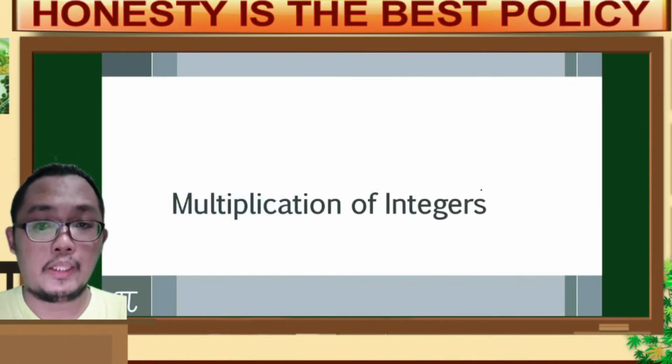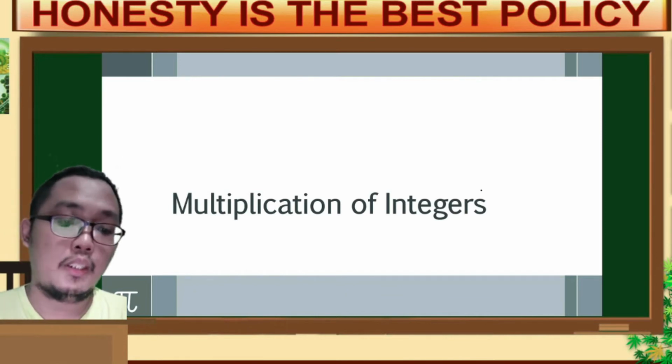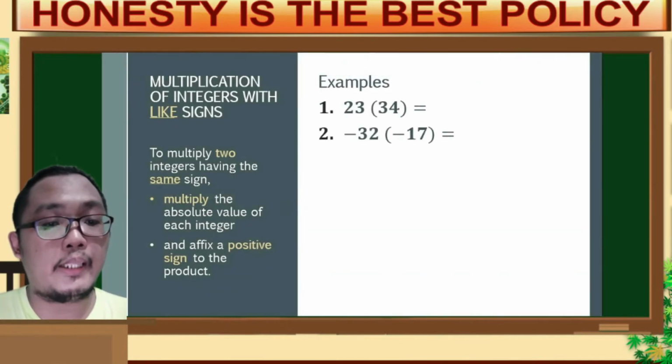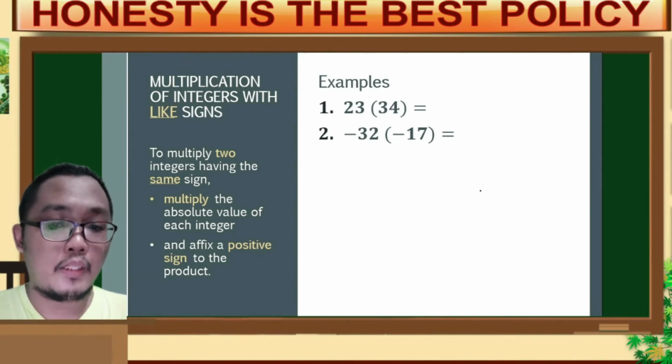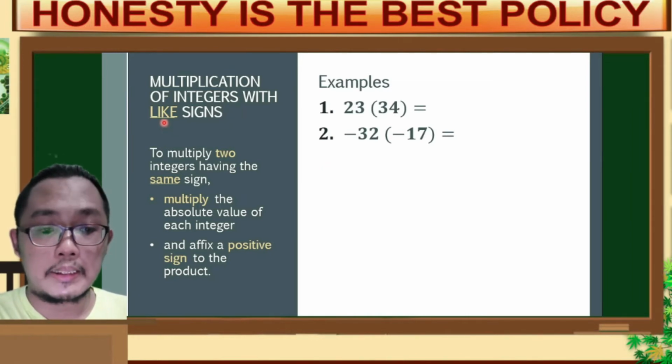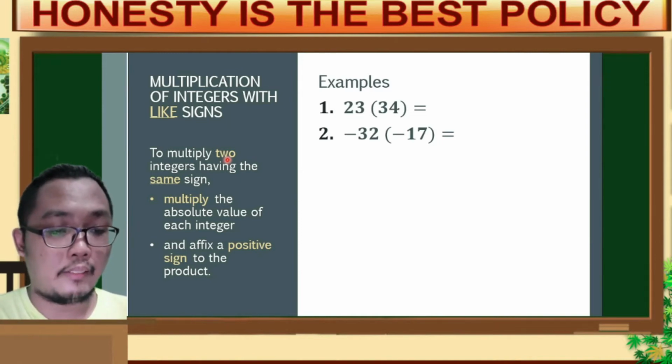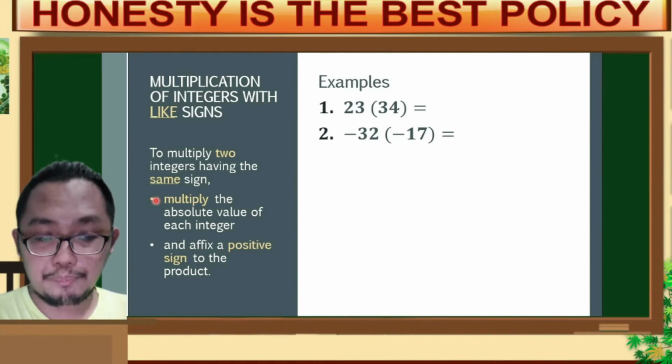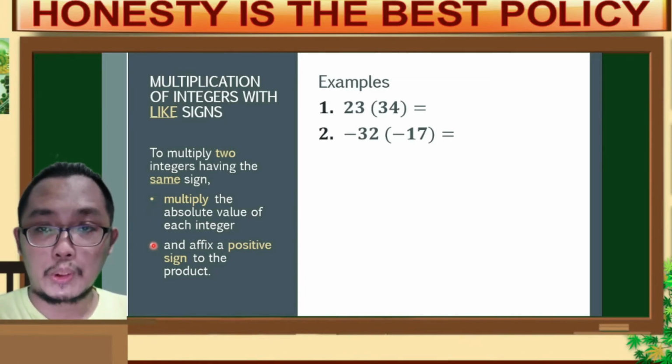Let us proceed with the multiplication of integers. The rules for multiplication of integers, again, are divided into two categories. One, the multiplication of integers with like signs. To multiply two integers having the same sign, we only need to take two multiplicands at a time. We multiply the absolute value of each integer, then we affix or copy a positive sign to the product.